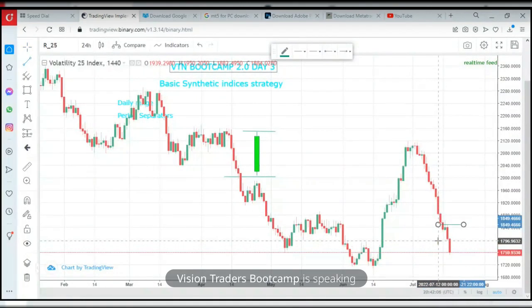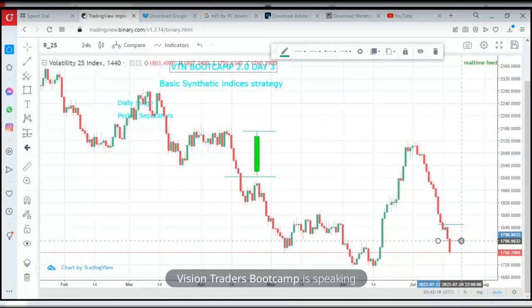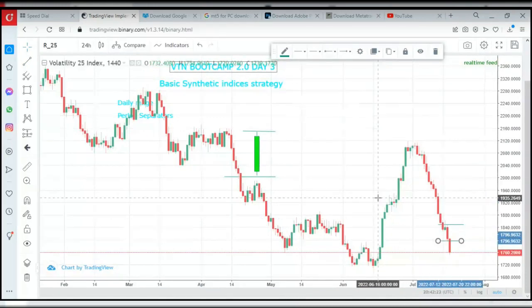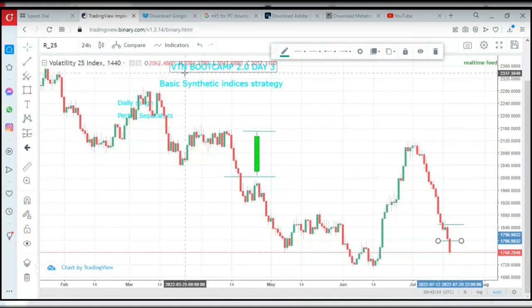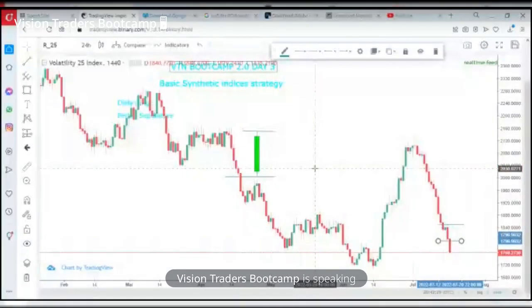Please, everybody do this. Mark out the high and the low of your daily time frame, on any chart, on any asset. Do that, fam. Have you guys done that? If you've done that, drop a 1 on the chart. Daily time frame.